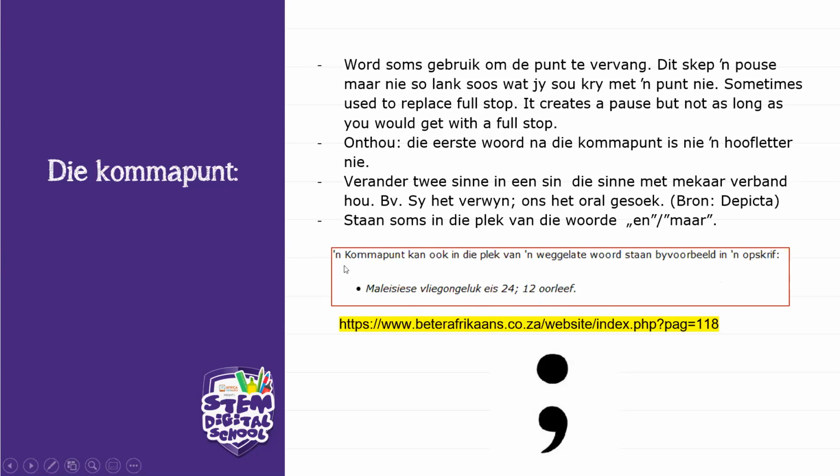Important, guys. Even me today, and I studied Afrikaans, sometimes I also use the comma punt wrong, and that's why I went to do specific research on it in ways to make it easy for us to remember. So please take a picture of this. This is easily used wrong in Afrikaans, just like the comma.